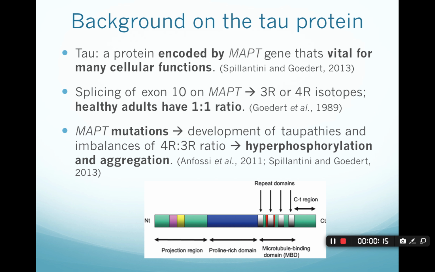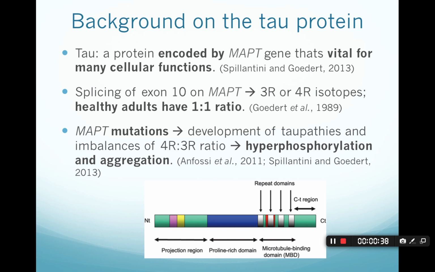Before I dive into my figure, I want to start with some background information on the tau protein. Tau is a protein encoded by the MAPT gene that's involved in many important cellular functions. These include microtubule assembly, stabilization, neuronal morphogenesis, and axonal transport, all of which are modulated by site-specific phosphorylation.